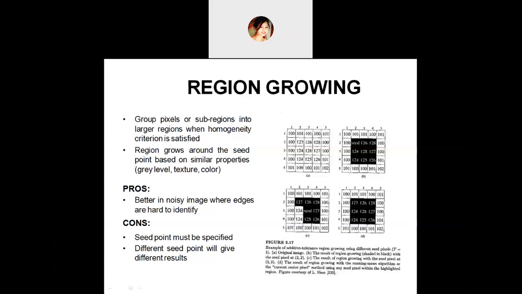That is, we have a lot of disturbance in an image. When we talk about edges, they are very hard to identify because there may be discontinuities in the edge of an image. So they use region growing in noisy images where the edges are very hard to identify. And the cons are that the seed point must be first specified, that is, the root pixel must be specified first, and different seed points will give different results.